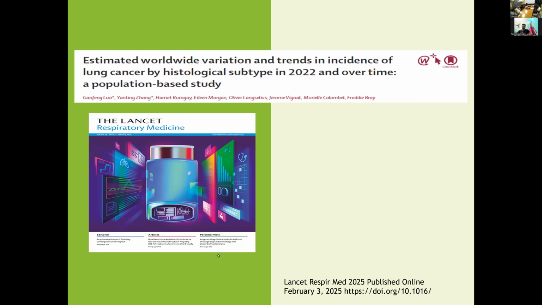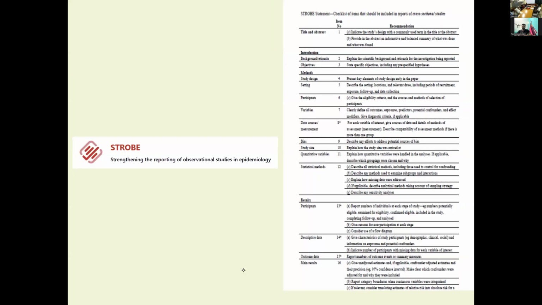I will be appraising an article today titled Estimated Worldwide Variation and Trends in Incidence of Lung Cancer by Histological Subtype in 2022 and over time. This was published in Lancet on Feb 23 online. This is the checklist I will be using. I think you've got handouts for that. So that has 16 items. I'll be going through that.